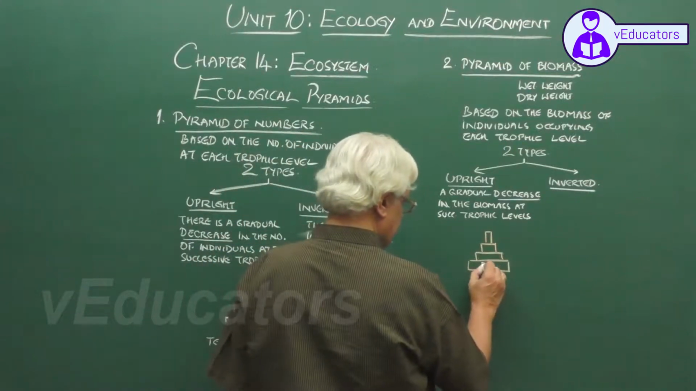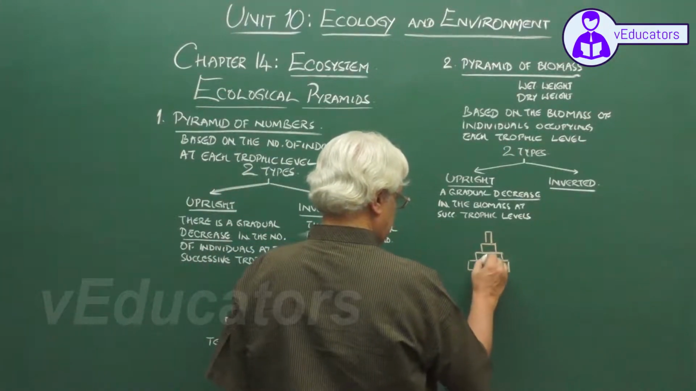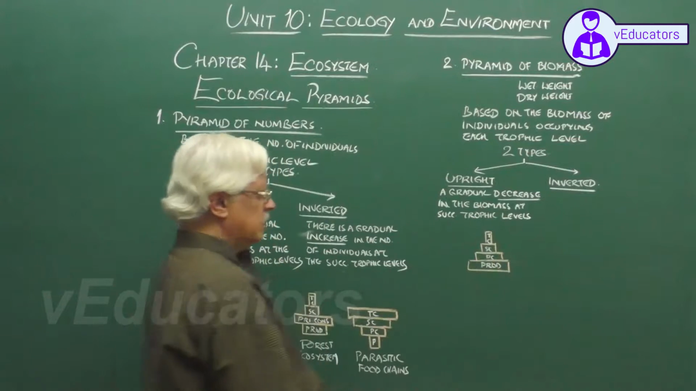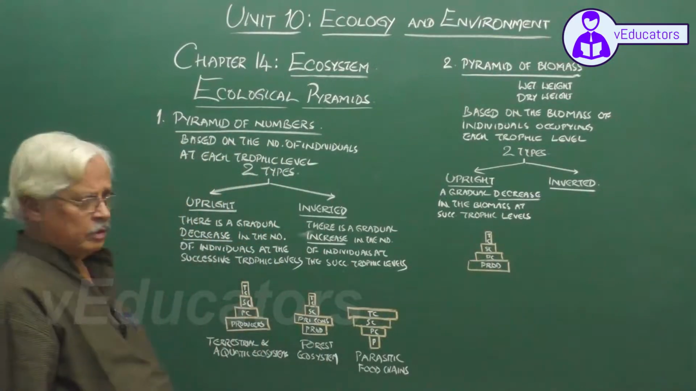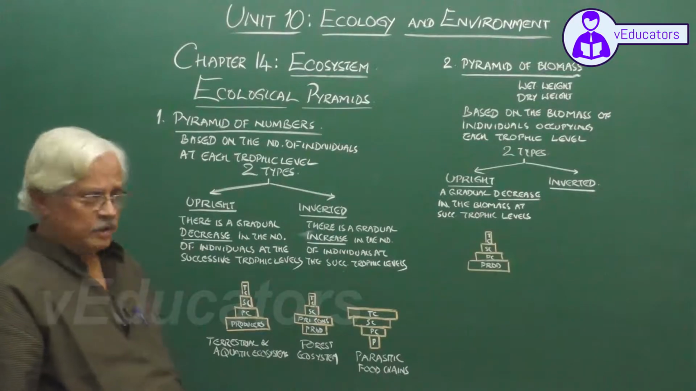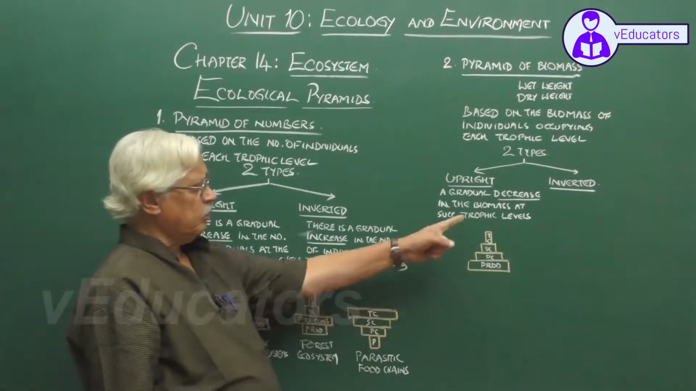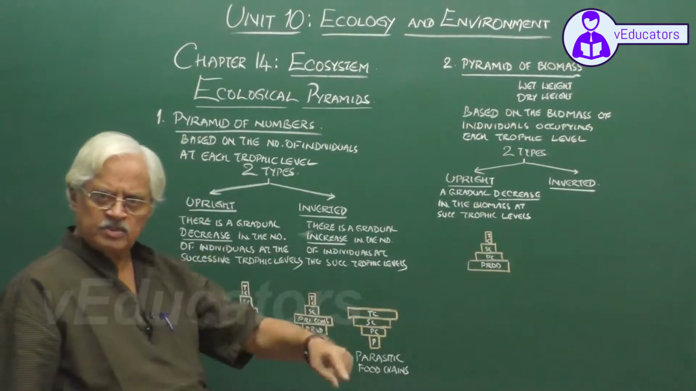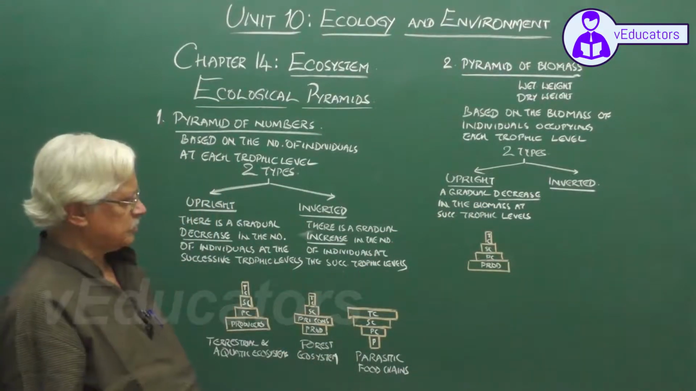Producers, primary consumers, secondary consumers, tertiary consumers. You can easily appreciate the idea that biomass decreases when the body size decreases.